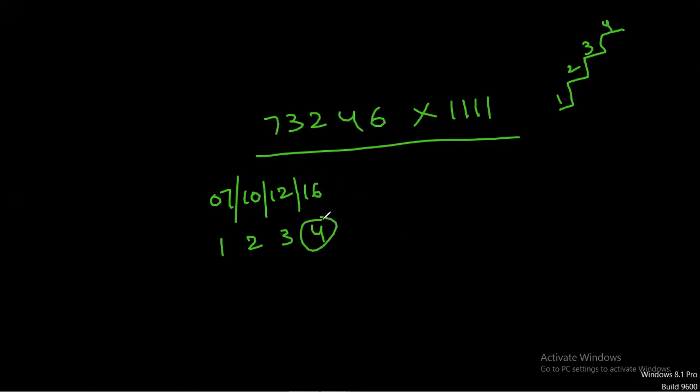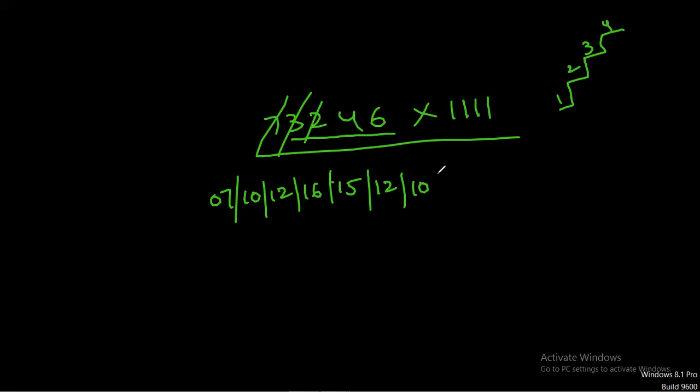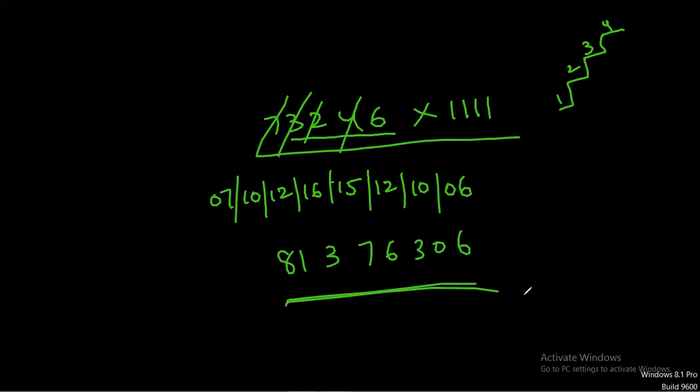We have reached the 4 digits, right? So start cancelling. Next 4 digits are 5, 10, 15. So last 4 digits are completed. Last 3 digits are 12. Last 2 digits are 10. Last 1 digit is 6. So 6, 0, 3, 6, 7, 3, 1, 8. Same answer.